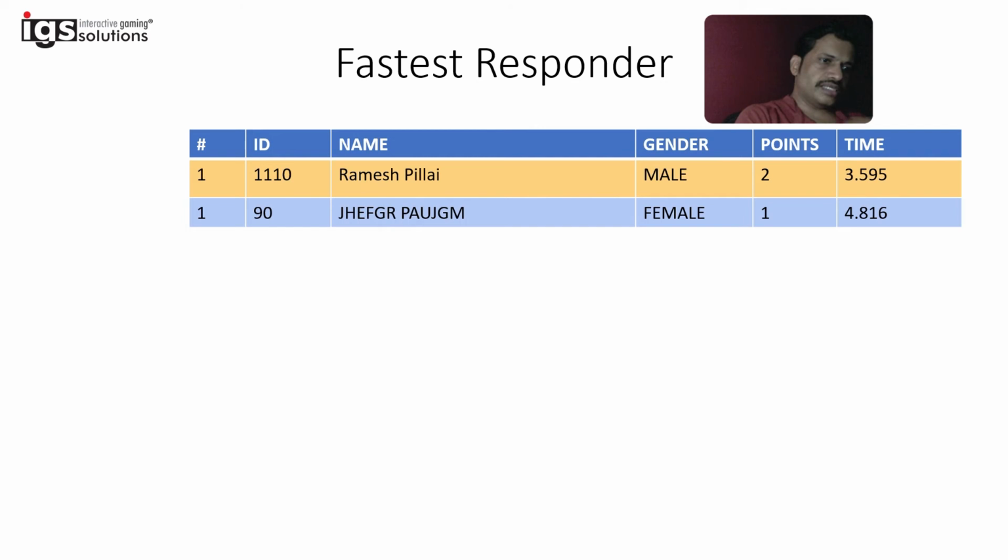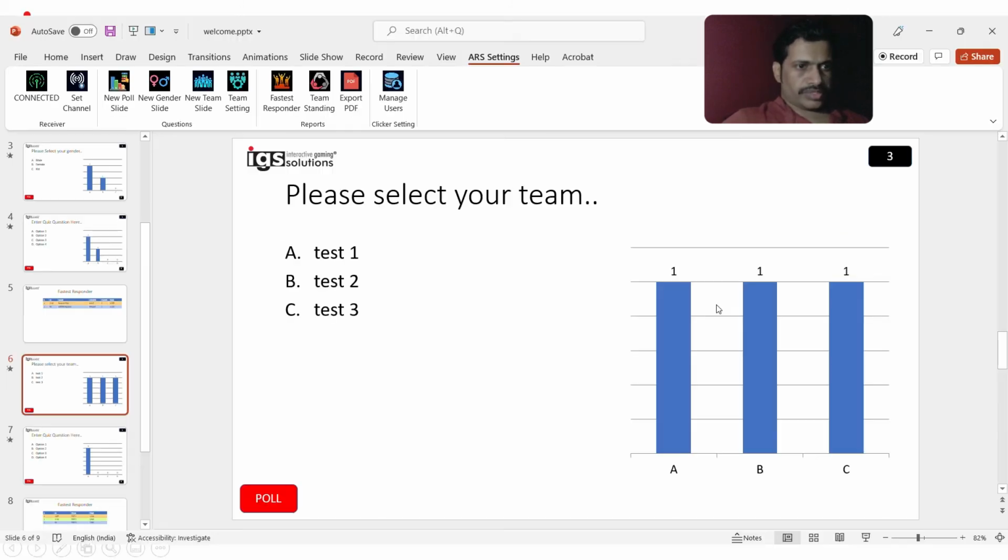So it has that name registered, and you can see the gender, the 2 points scored, and the time, how much time it has taken. The other clicker has some random name characters. So this can be set in your database using manage users. If you are taking attendance, you can just register it directly over there. So I'll just come out of this presentation.